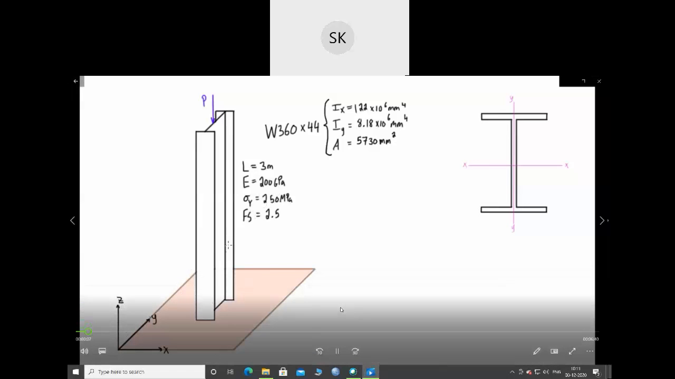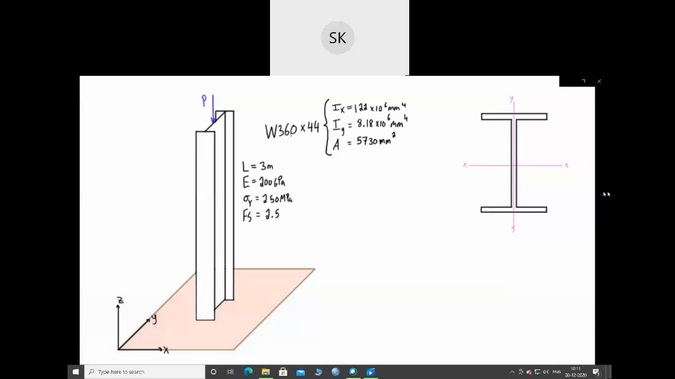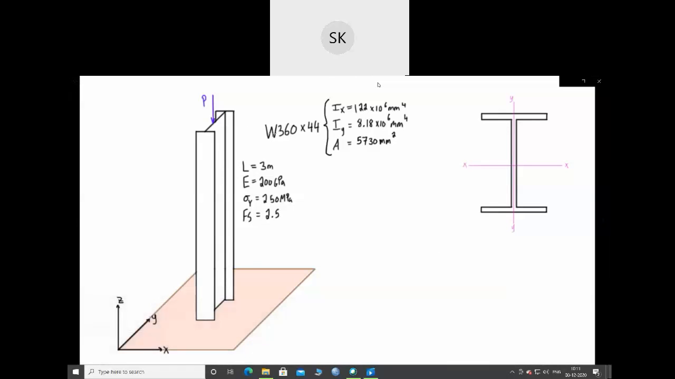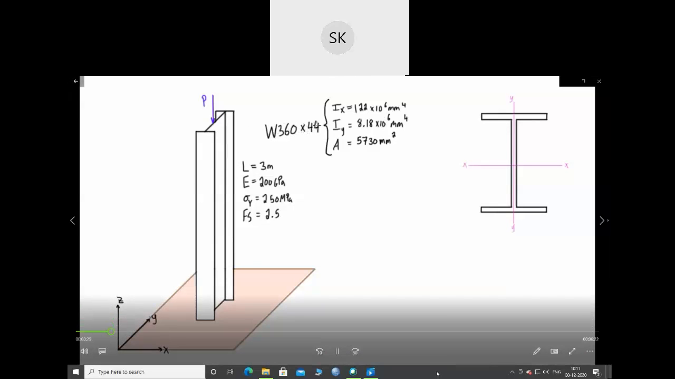In this case, we have a column with one fixed end and one free end. Our column is not rectangular like the last two examples. We're dealing with a W shape, which stands for wide flange shape, and the name of this wide flange shape is W360 by 44.